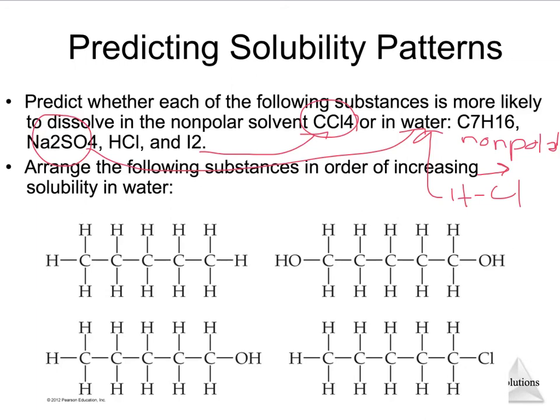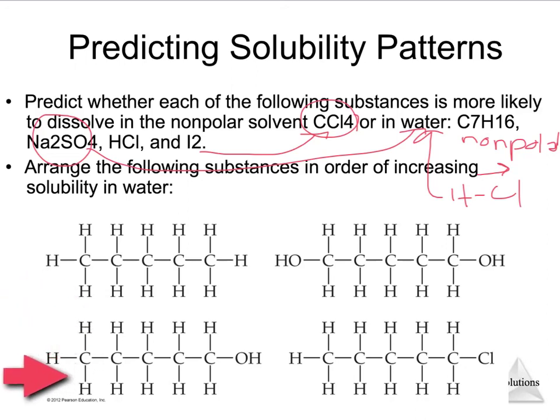Okay, the next question says, arrange the following substances in order of increasing solubility in water. Now remember we said that the more polar groups that we add to a substance, the more that we can enhance or increase the solubility of a substance in water. So let's look at these different ones. On this one, I see we have no polar groups.